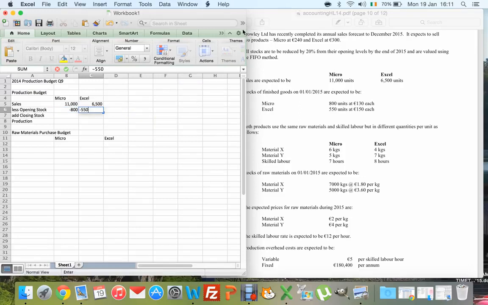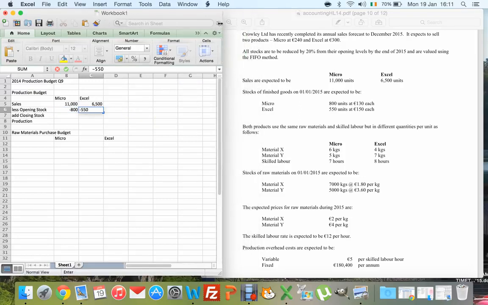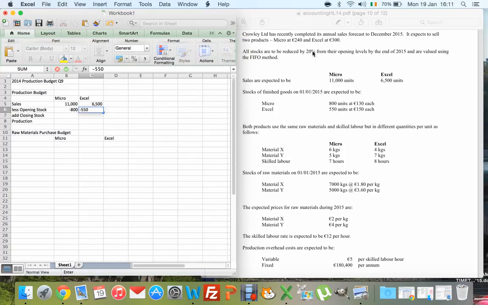Top of the question, let's see, all stocks are to be reduced by 20% from the opening level. So I'm taking 20% away. So my closing stock here is going to be 20% less than 800. So that's 160, 20%. So take it away, you get 640 is my closing stock. Oh, sorry, wrong figure. So minus 800 there. So my closing stock is going to be 640. And for here, 20% of that is 110. So 440 is my closing stock.